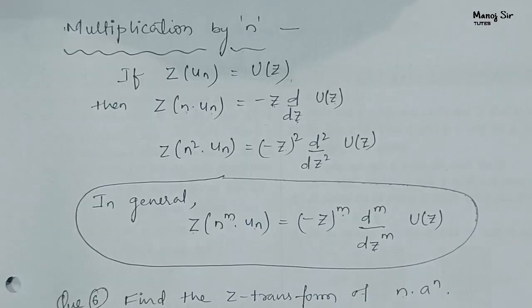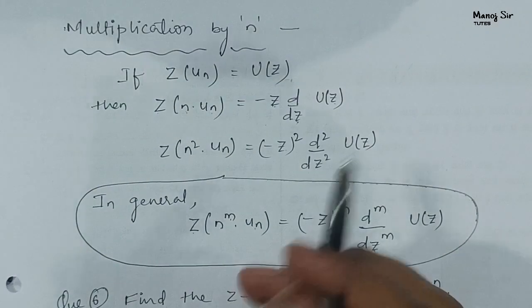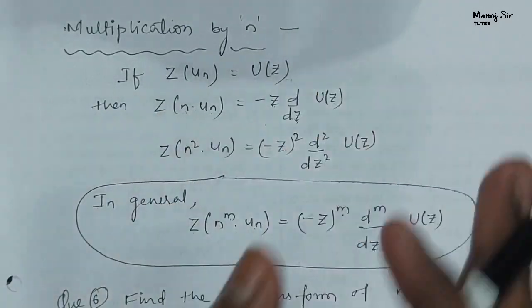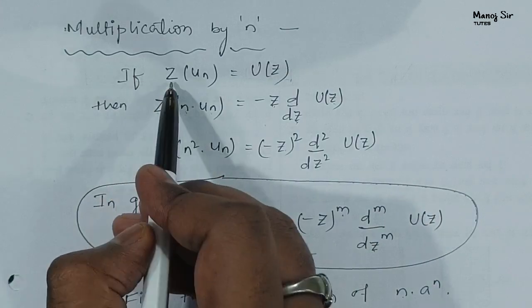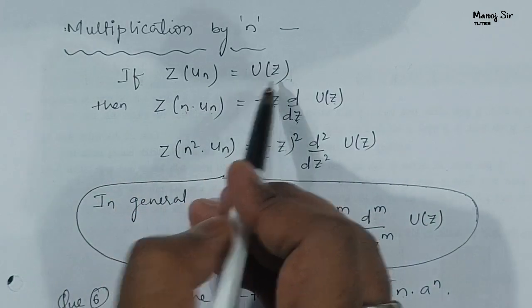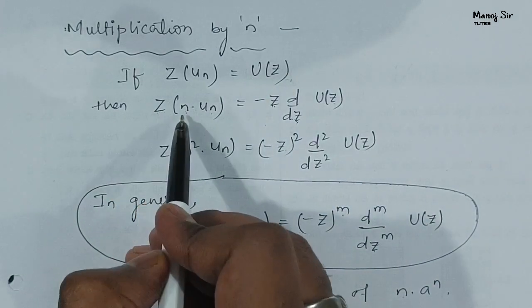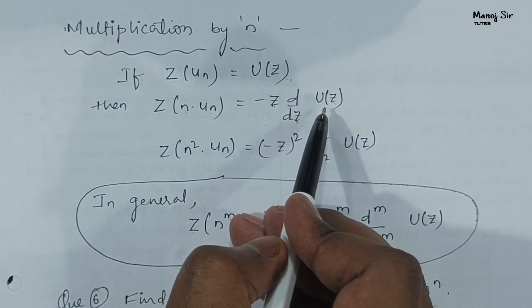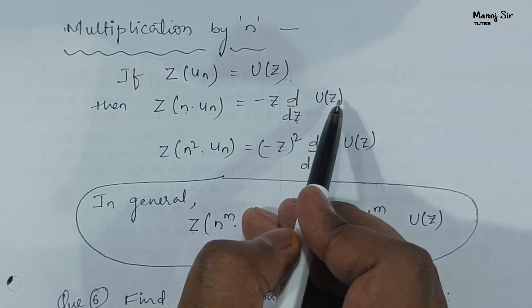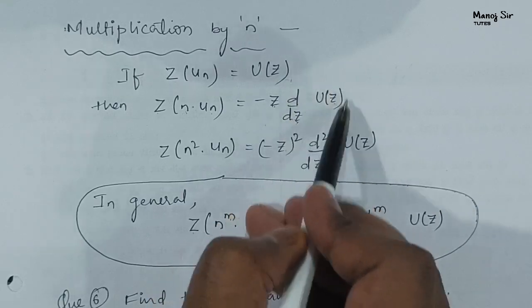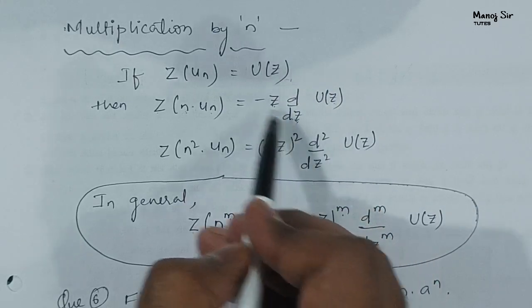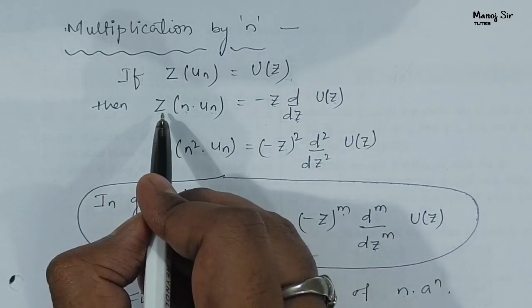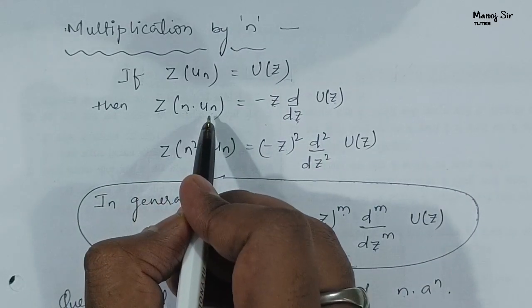So we have solved a problem which is based on the property of Z transform, that is multiplication by n. Again we are repeating this. If Z transform of u(n) is equal to U(z), then Z transform of n into u(n) is equal to minus z d/dz of U(z). In that case we need to differentiate U(z) with respect to z and multiply minus z with this. That is the Z transform of n into u(n).